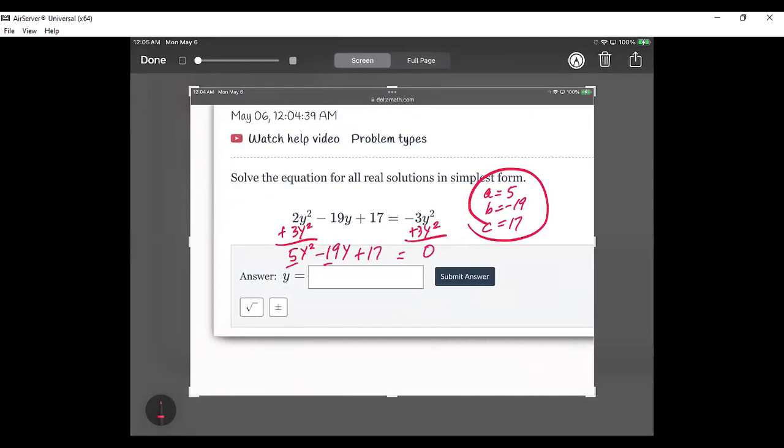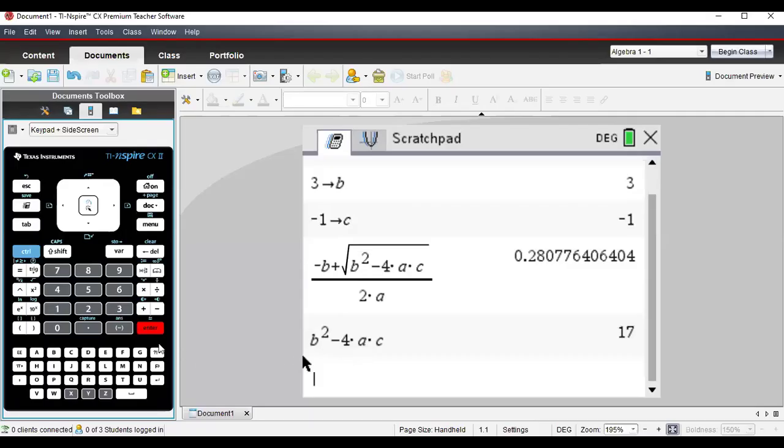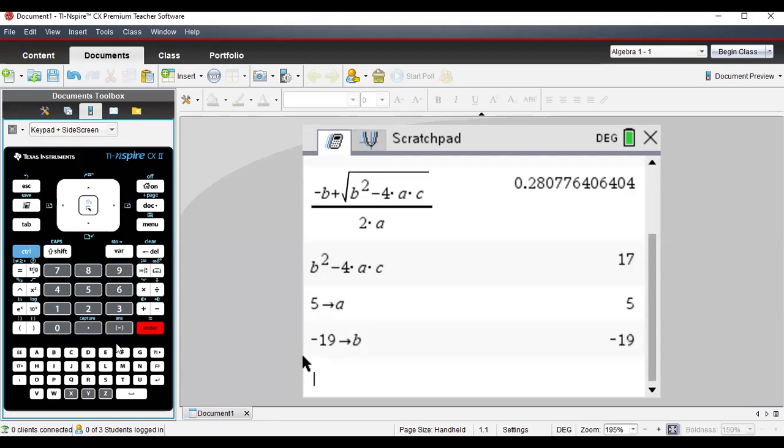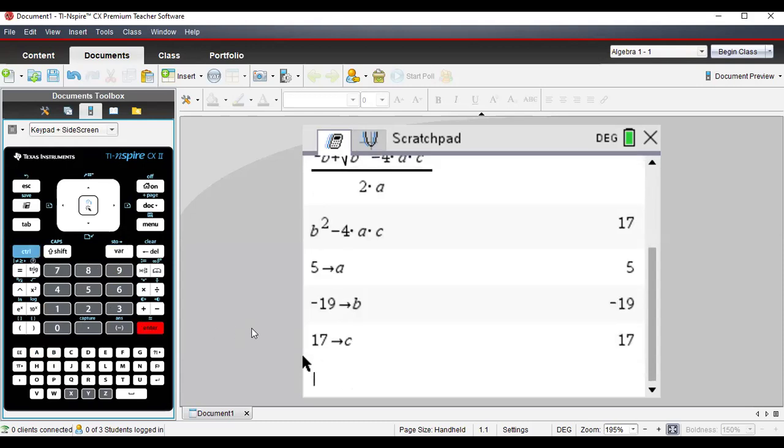So let me grab the calculator and do that. So it's going to be 5 stored into A, a negative 19 stored into B, and then we're going to have 17 stored into C. All right, so that's that.